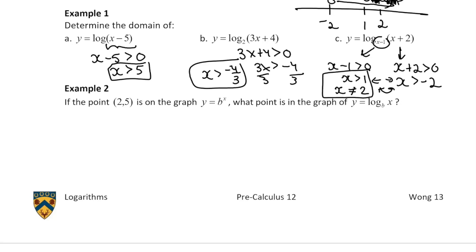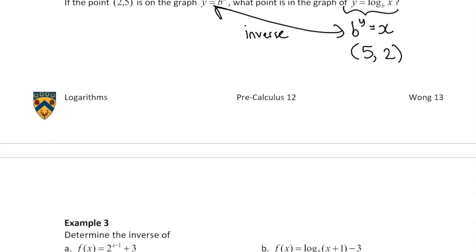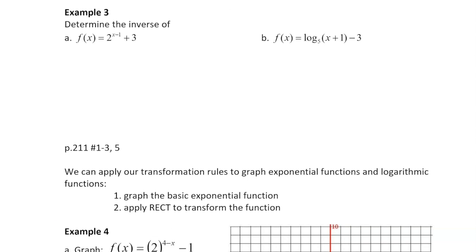Example 2. So if you have the point (2, 5) and it's on the graph of y equals b to the x, what would be on the graph of y equals log base b of x? Well, if you put this into exponential form, you'd say b to the y equals x, and b to the y equals x is the inverse of y equals b to the x. So if your original graph has a point (2, 5), then your inverted graph would be the point (5, 2). Okay, lots of good questions that we can ask from here.